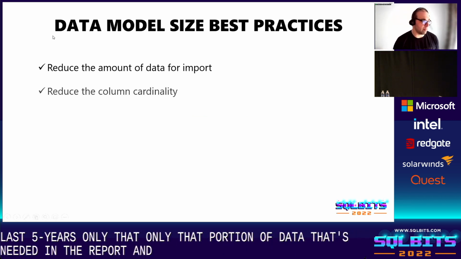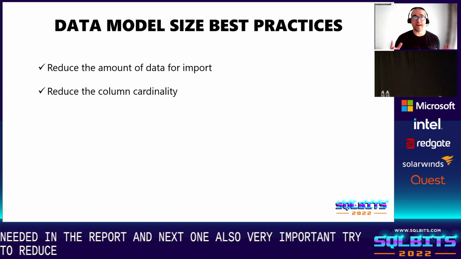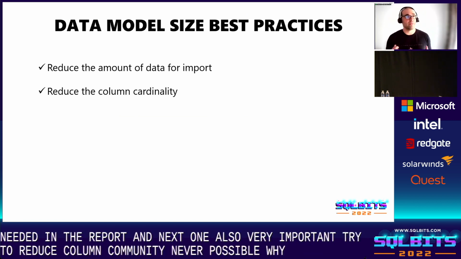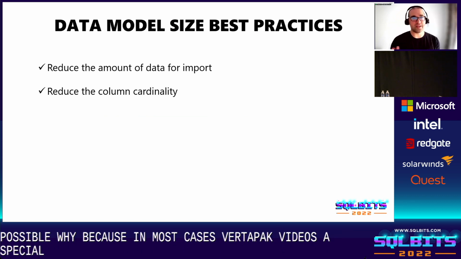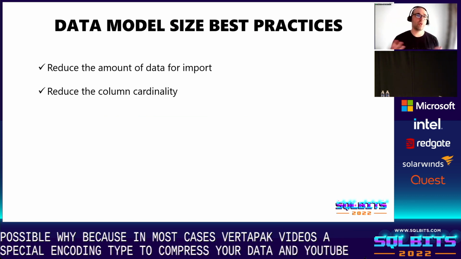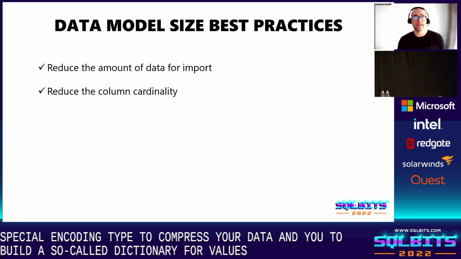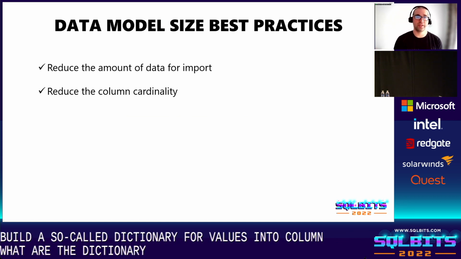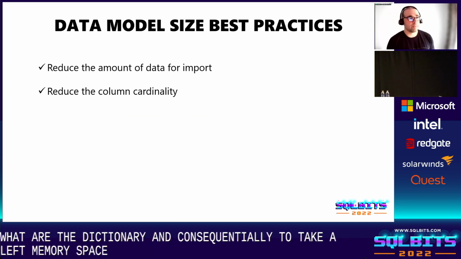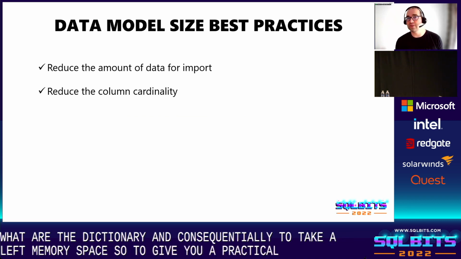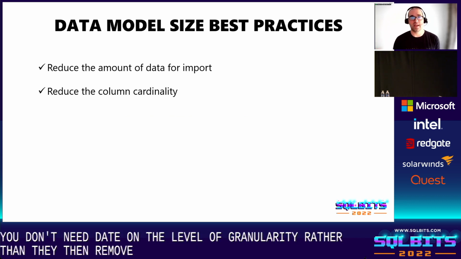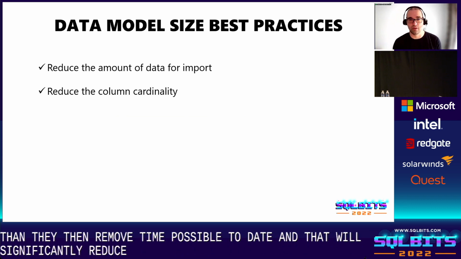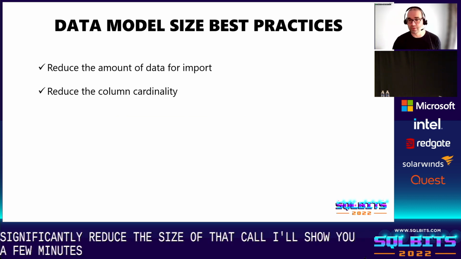Next one, also very important, try to reduce column cardinality whenever possible. Why? Because in most cases, VertiPaq will use a special encoding type to compress your data, and it will build a so-called dictionary for values in the column. That means the lower the cardinality, the smaller the dictionary, and consequently it will take less memory space. To give you a practical example, if you don't need data on a level of granularity lower than day, then remove the time portion of the data, and that will significantly reduce the size of that column. I will show you in a few minutes in one example what I'm talking about.